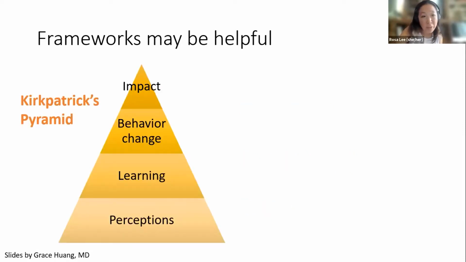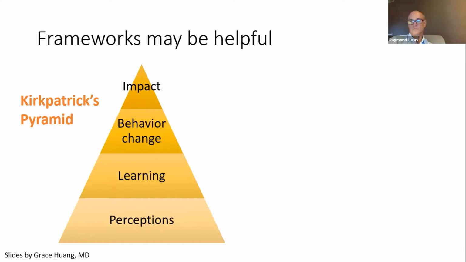Okay, is anyone familiar with Kirkpatrick's model or Kirkpatrick's pyramid? Okay, so this is another really useful framework for thinking about how to evaluate the effectiveness and the impact of your learning activity. Kirkpatrick's model is shaped as a pyramid, and it starts at a basic or easy to measure level, easy to capture, not so much impact, going up to harder to capture and more impact.